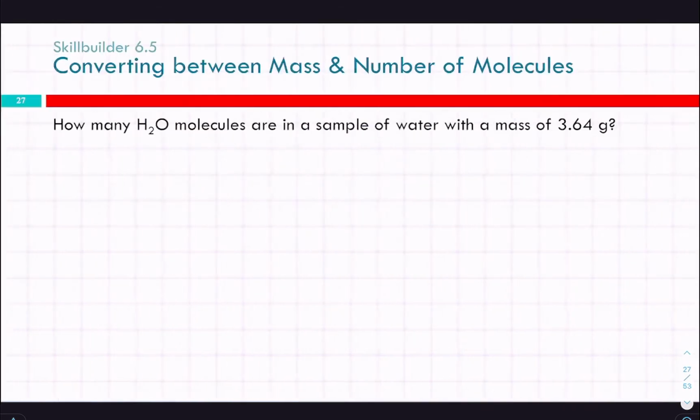Couple more examples, I think, because this can go both ways. Oh, no, we're not going both ways yet, but we are going one step further this time. So we've got 3.64 grams of H2O.